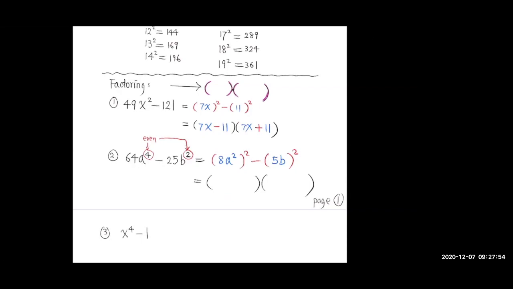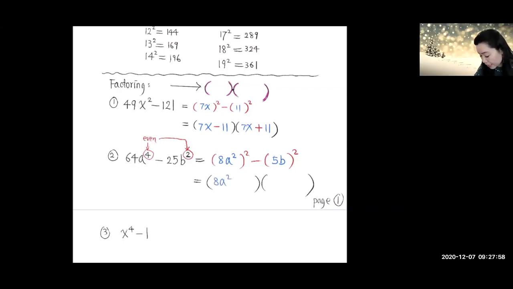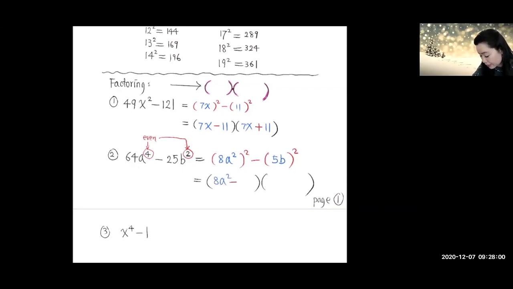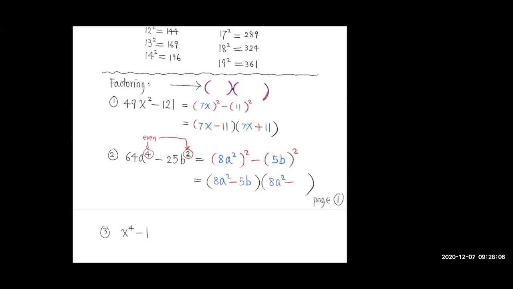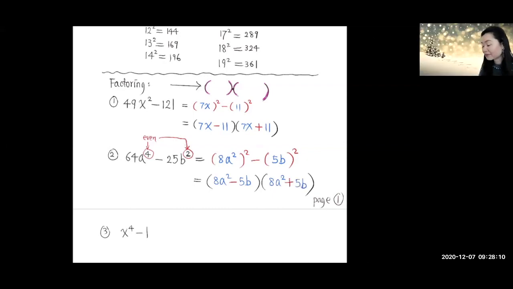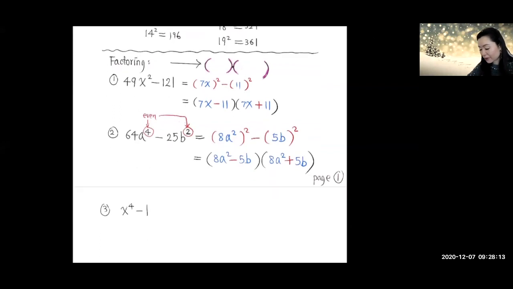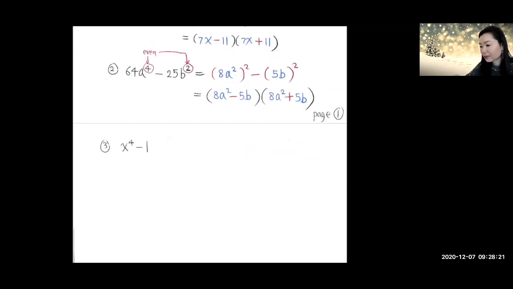8a squared minus 5b, and 8a squared plus 5b. Good job. Okay, all right. So if you recognize it's a difference of two squares, you can factor them into two factors. Subtract the base here, add the base over here. Right. Okay. Good.